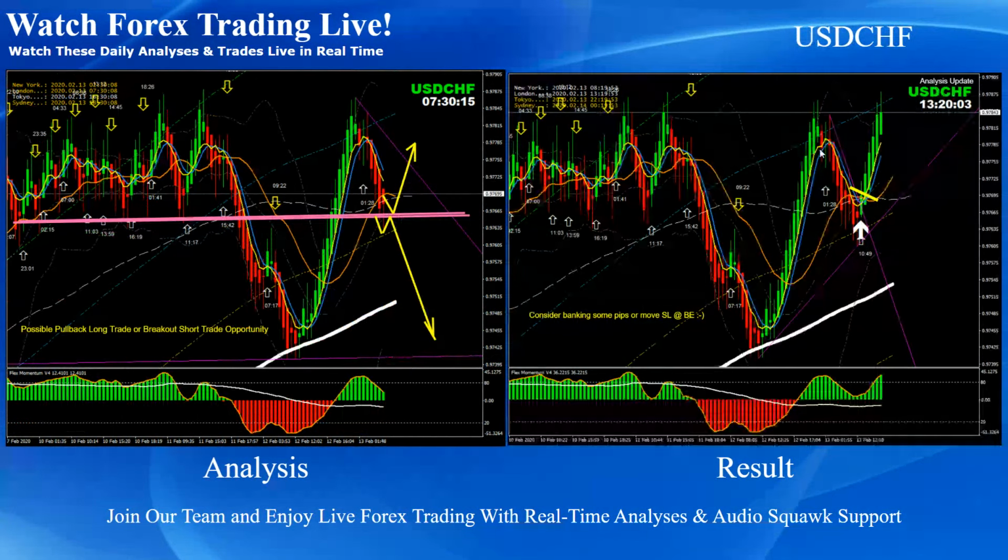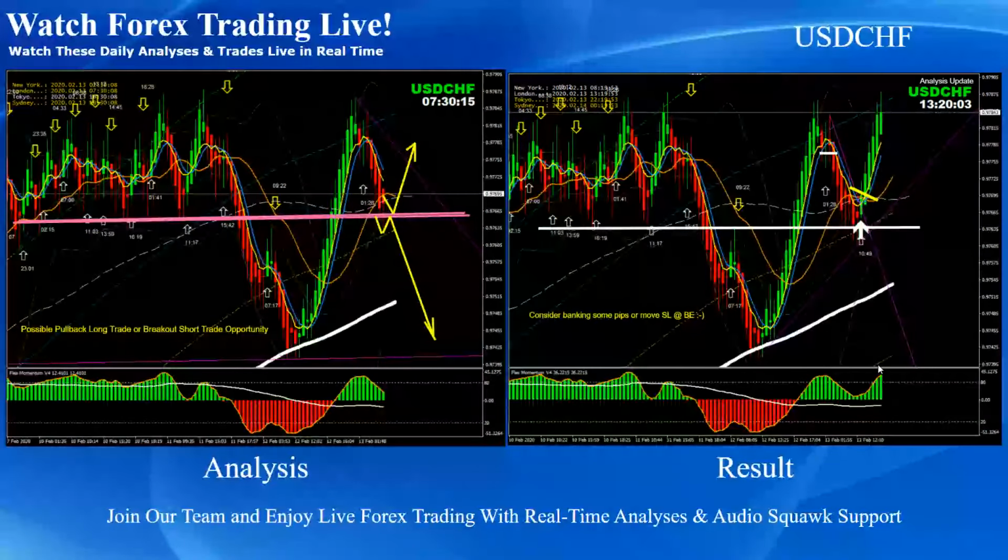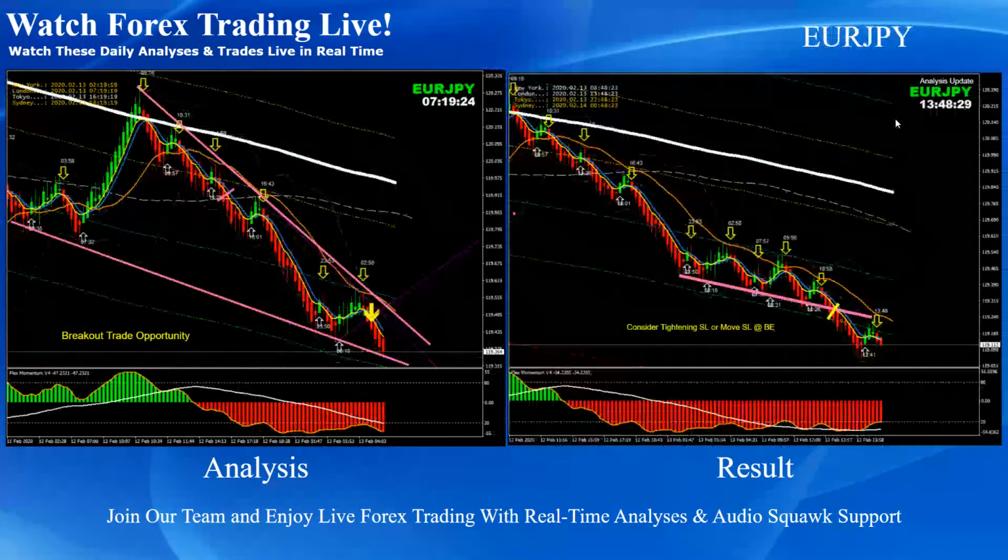Dollar Swiss franc, as mentioned this morning, we had this analysis, and as I always mention, we always keep an eye on the price move pattern. As you can see, based on the momentum, we had another pullback long trade on dollar Swiss franc. Dollar euro yen, pretty straightforward. As you can see, based on this analysis, beautiful breakout short trade.